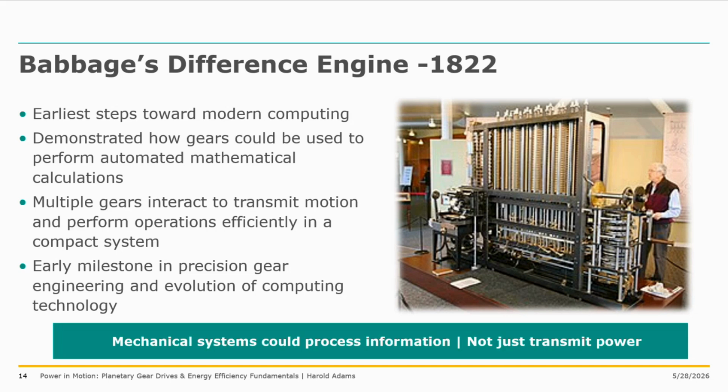In fact, the difference engine could compute polynomial functions using the method of finite differences, perform operations such as additions and carryover automatically, and generate accurate mathematical tables, helping to eliminate many of the human calculation errors common at that time in printed navigation, engineering, and astronomical tables. This technological advancement was significant at the time because it showed that mechanical systems, thanks to gearing, could process information, not just transmit power.